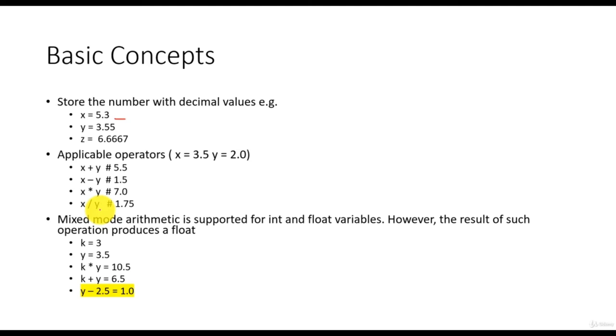Coming to the next point, it says that operations involving integer and floating point variables are also allowed in Python. It is called mixed mode arithmetic. In case of mixed mode arithmetic, the result of the operation will always be a floating point number. Here we are assuming that we have variable k equal to 3 and y equal to 3.5. Then k star y, k multiplied by y, is equal to 10.5. k plus y will be equal to 6.5, because 3 plus 3.5 is 6.5. And y minus 2.5 will be equal to 1.0.